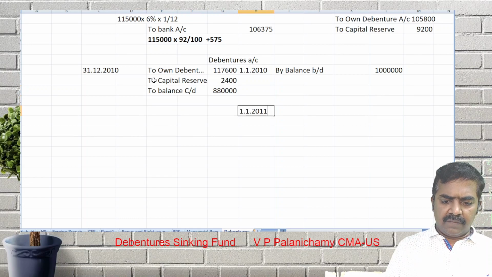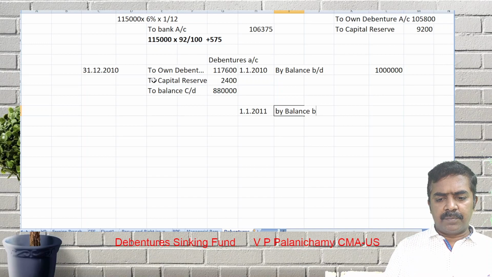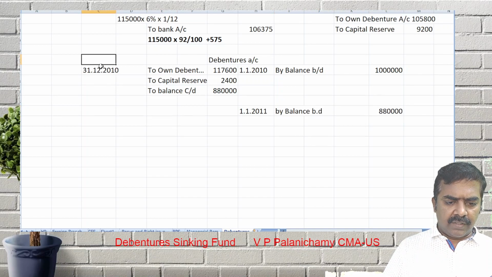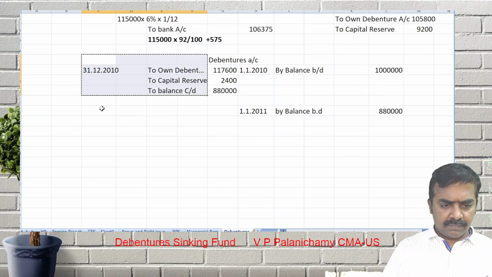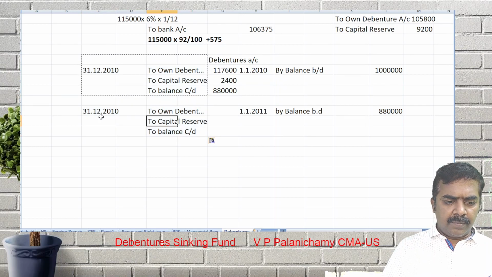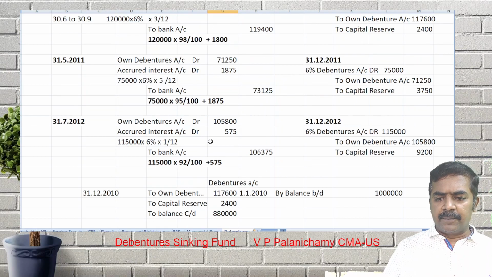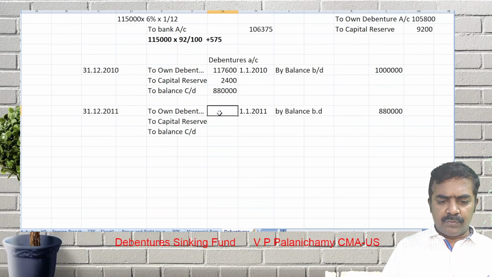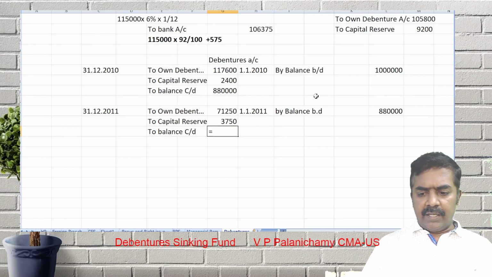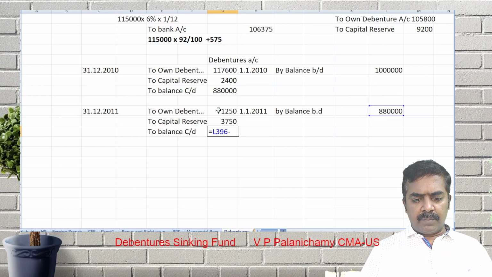On 2011, balance brought down 8,80,000. Then at the end of the year, 31/12/2011, to own debentures, how much have we cancelled? 71,250. How much is the profit on cancellation? 3,750. Balance carried down: 8,80,000 minus 71,250 minus 3,750.